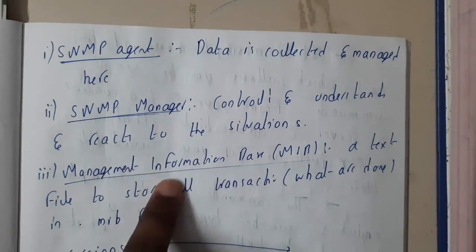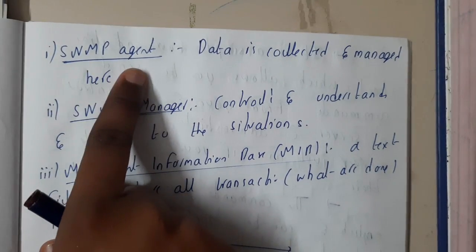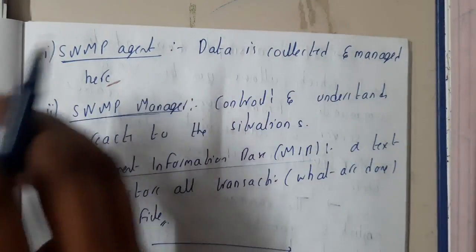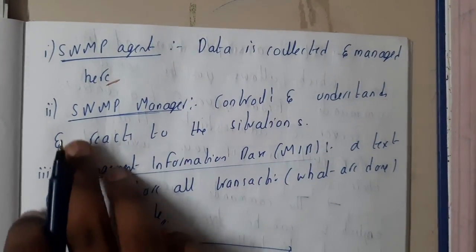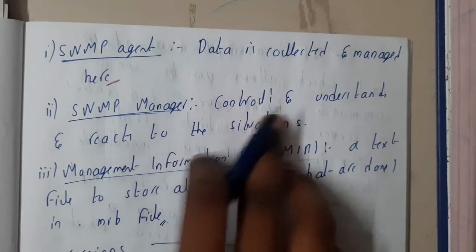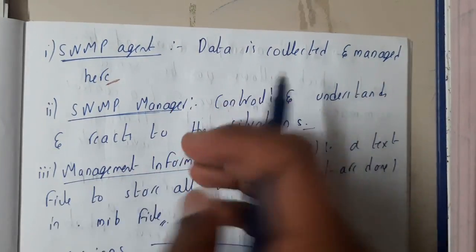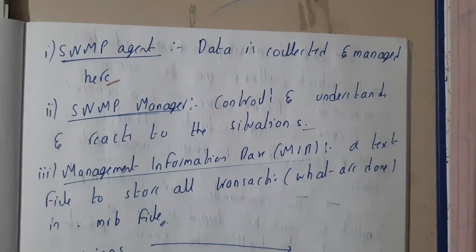Now let us go through some small definitions for the diagram. The SNMP agent is where data is collected and managed. All the data will be collected and stored there, or you can even say the devices will be there and you will be collecting the data from them. The SNMP manager controls, understands, reacts and simulates. Whatever happens, it will be responding to all those things. It is the main controller or manager of the whole thing.